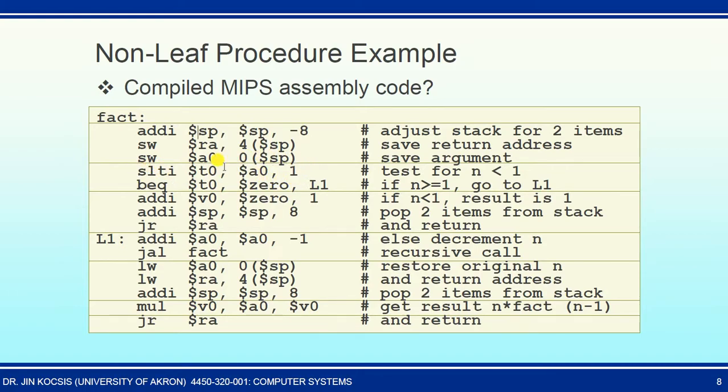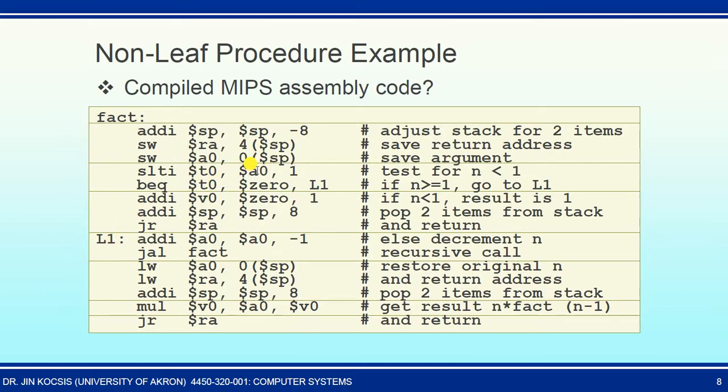Okay, if A0 is not less than 1, in other words, if A0 is not 0, then I will branch to the procedure with the label L1. That is what is here, right? You can see if A0 is less than 1, T0 will be 1. And here it says if T0 is equal to 0, meaning A0 is not less than 1, then I will branch here.